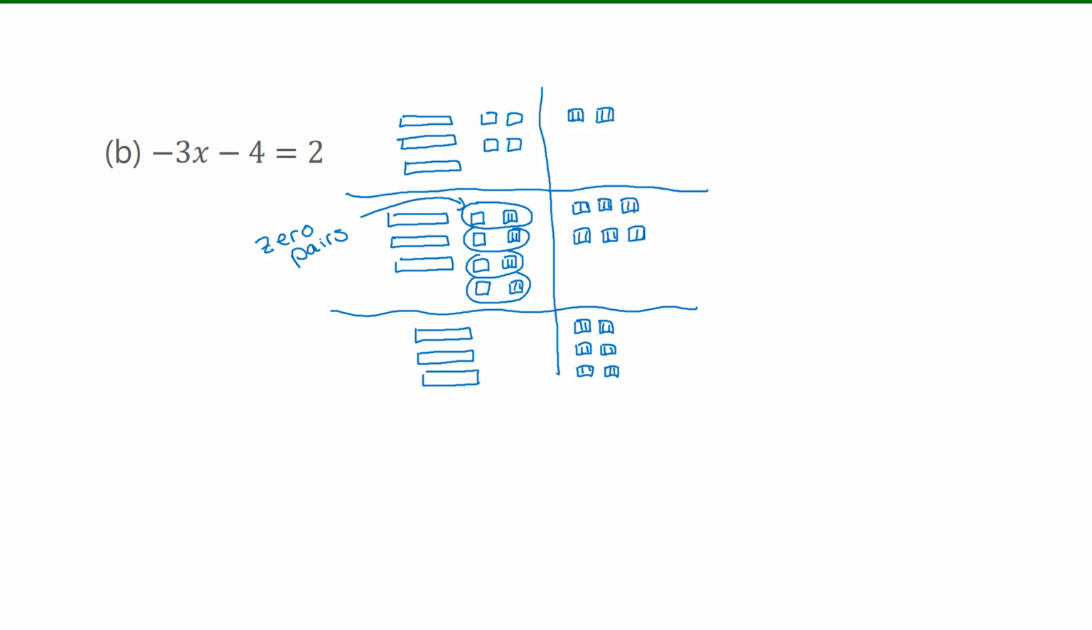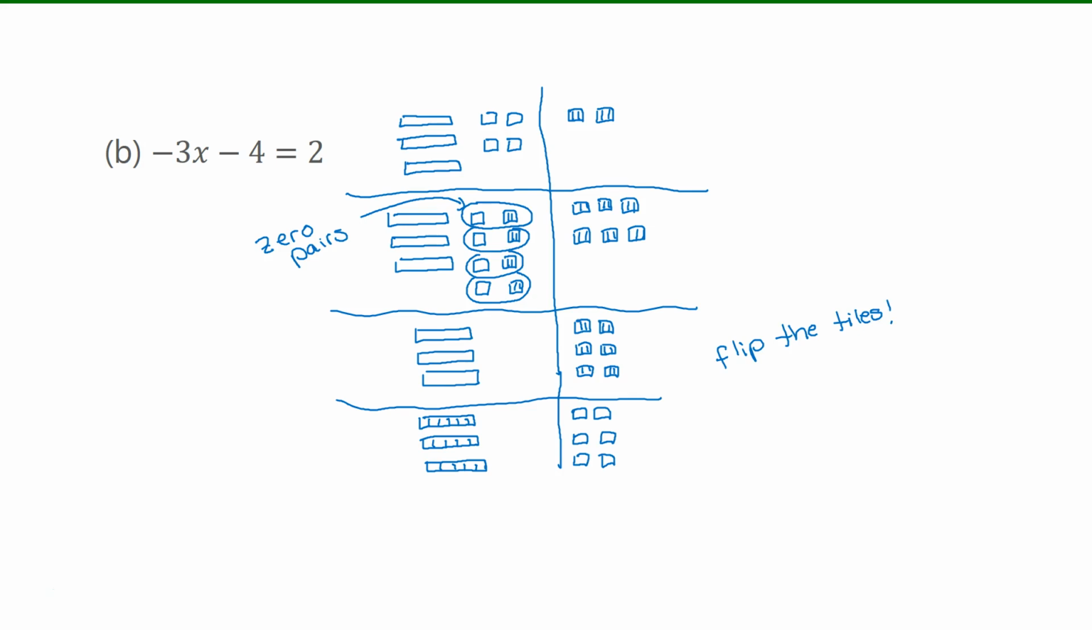Now we're not quite done because this is negative x is equal to 2. And of course what I want is a positive x. So now I'm going to flip the tiles. So that all these negative tiles will become positive. And I flip these positive tiles on the right, making them all negative now. So now I can say that x is equal to -2.